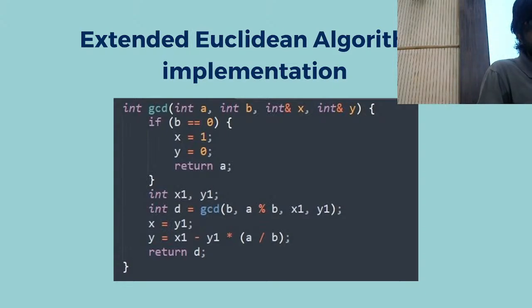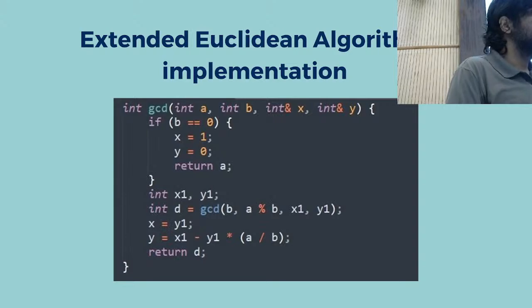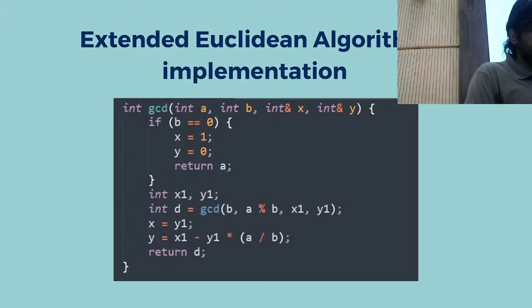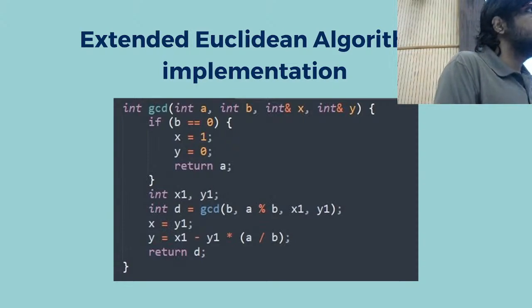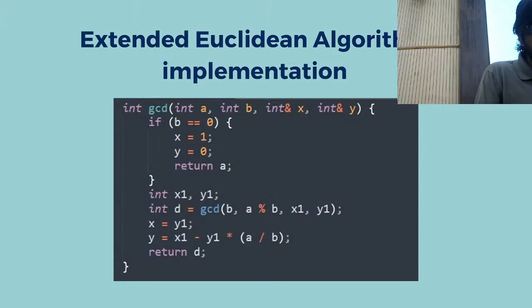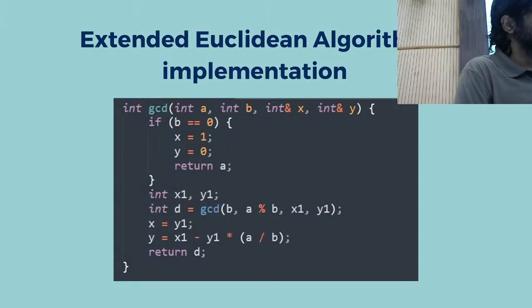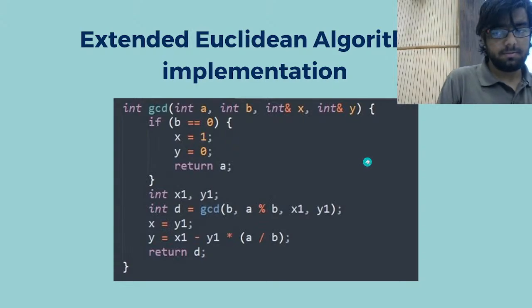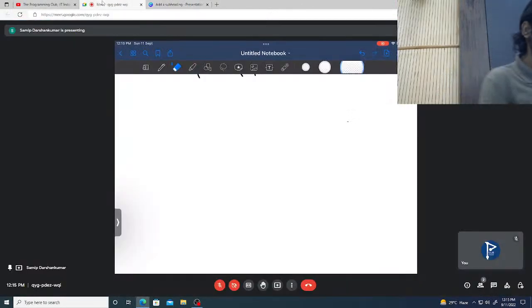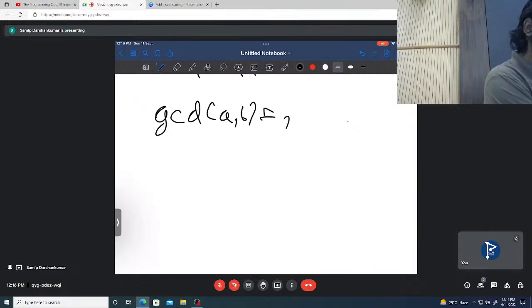So we return the GCD as a, and x and y are respectively 1 and 0. Now we declare two integers x1 and y1, and we say d, let's say, is the GCD of b and a mod b, right? So we know that GCD of a comma b is equal to GCD of b, a mod b. Yesterday I told you how to find the GCD by the Euclidean method. So we are just doing all this to find the respective coefficients. So if we find the coefficients for b and a mod b, like we say that GCD of a comma b is equal to x1 into b, plus y1 into a mod b.